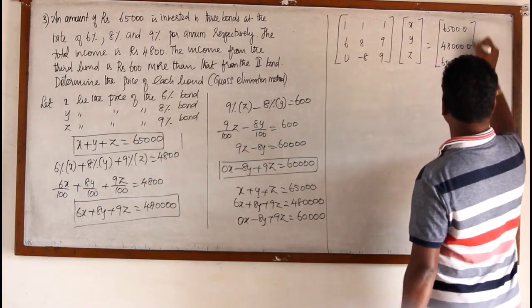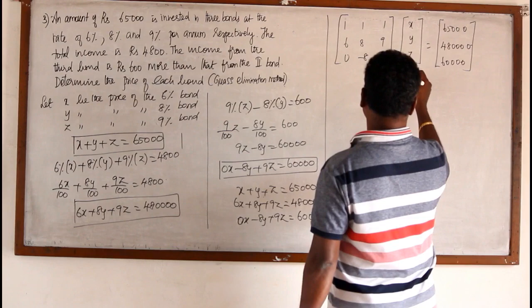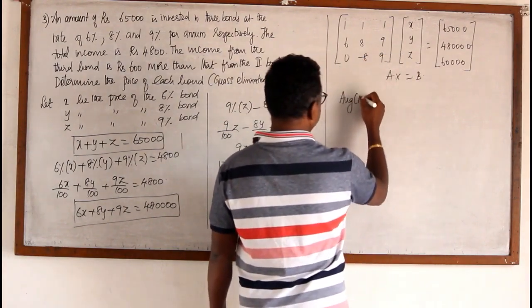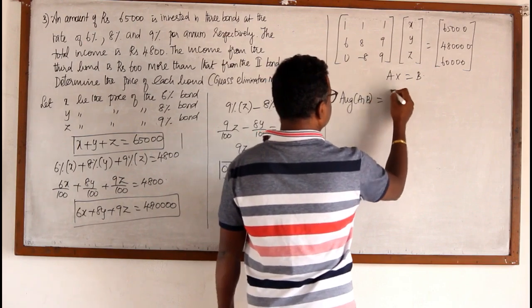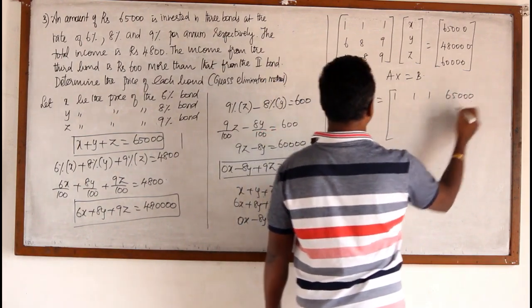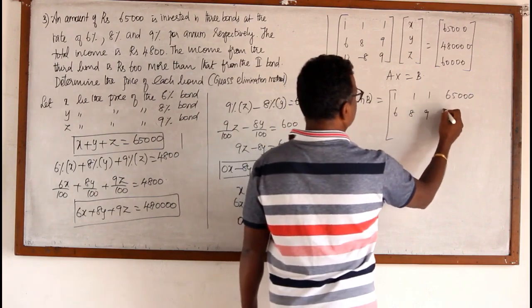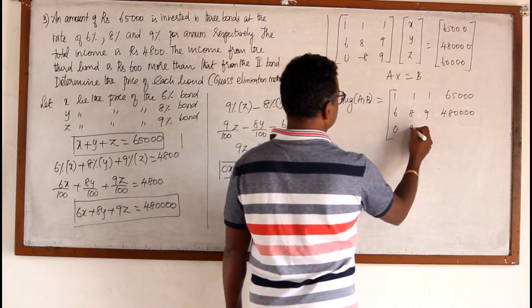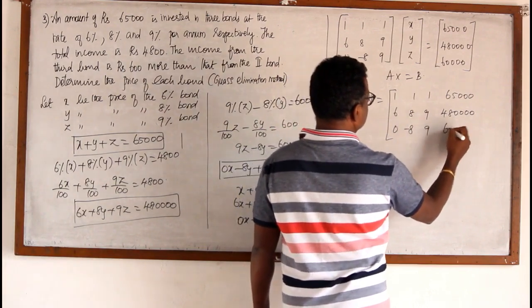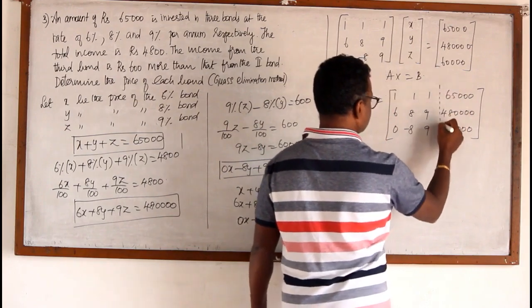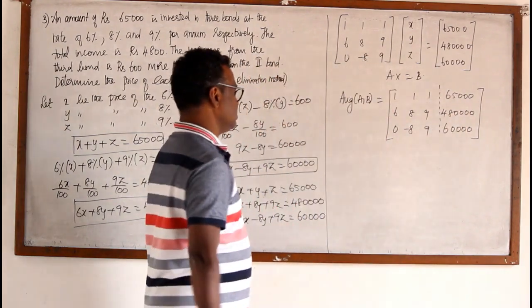60,000. This is our form Ax equal to B. Now shall I write augmented AB? Augmented AB is 1, 1, 1, 65,000; 6, 8, 9, 48,0000; 0, 0, 0, 0, minus 8, 9, 60,000. So remember, this is called augmentation.